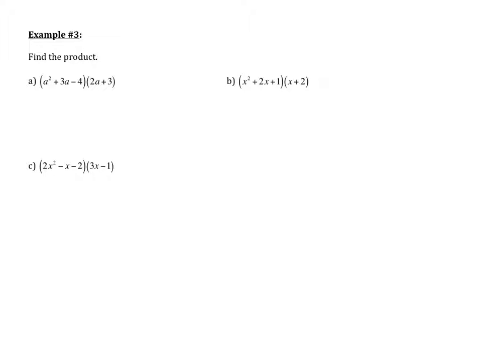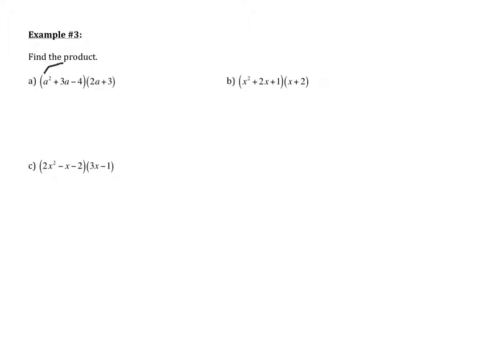In example number 3, the directions are still to find the product, but notice that we are taking 3 terms times 2 terms, so a trinomial times a binomial, and that is true for all 3 examples. Just like when we took a binomial times a binomial, we're just going to take each term and multiply all of them by both terms in the second parenthesis. So we're going to take the a squared times the 2a, the a squared times the 3, the 3a times the 2a, the 3a times the 3, and the negative 4 times the 2a, and the negative 4 times the 3. So again, we're just distributing.